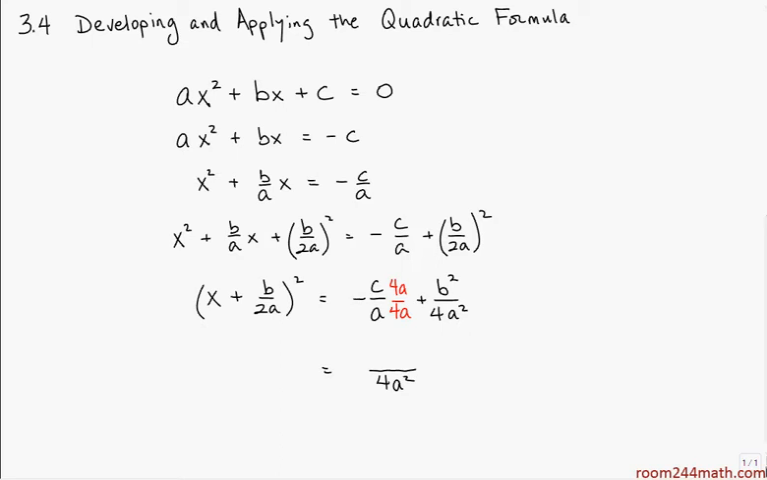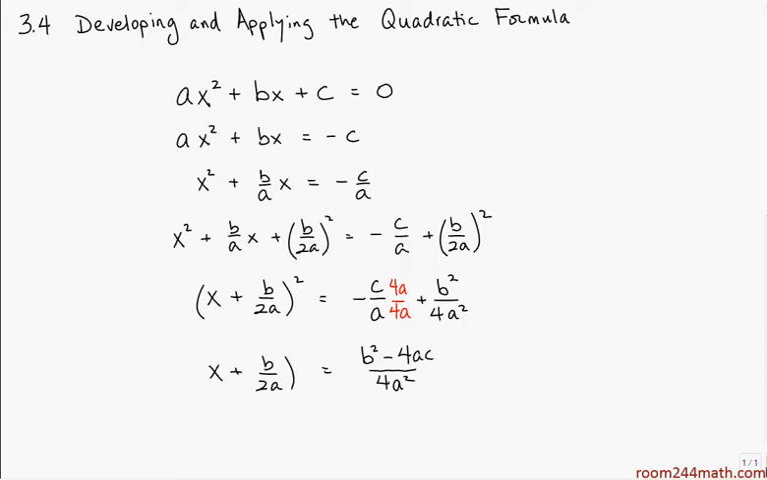Now the numerator we could write as minus 4ac, which is minus c times 4a, plus b squared. But for conventional reasons, we're going to switch those two terms and write the b squared first, and then the minus 4ac second. So we have b squared minus 4ac all over 4a squared.